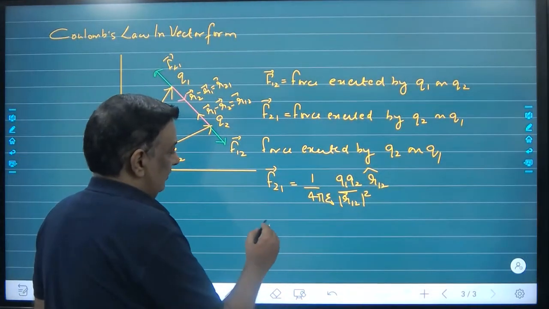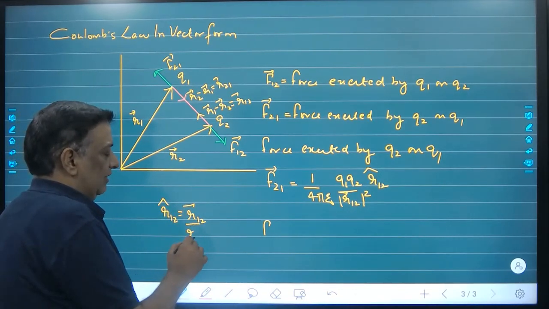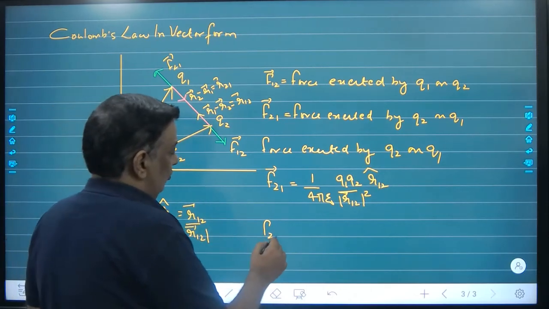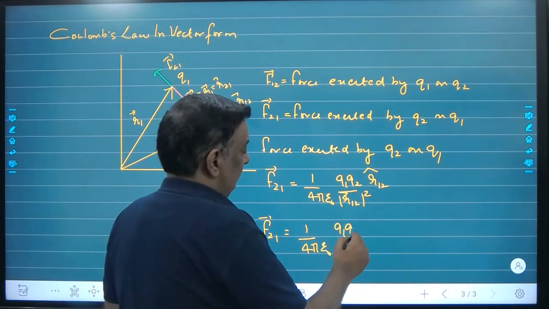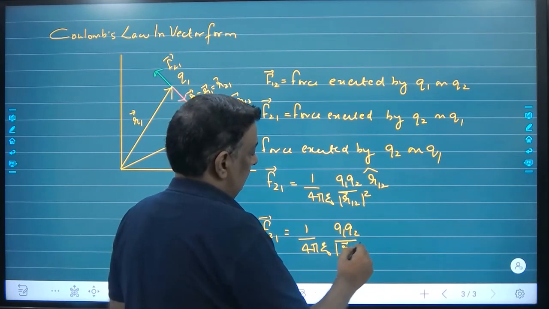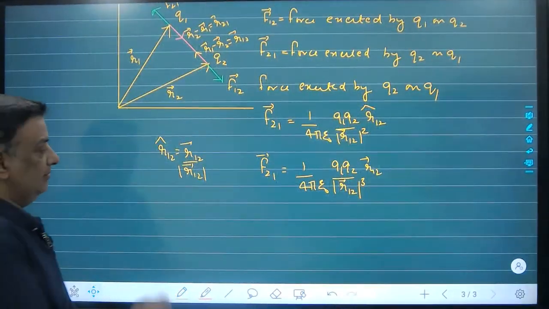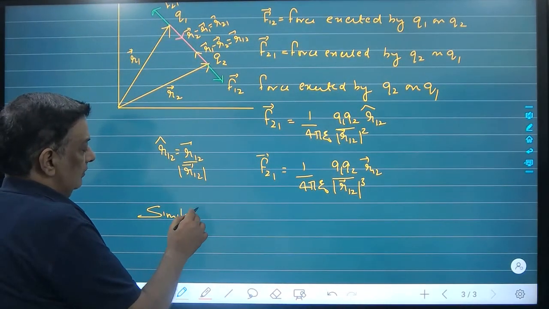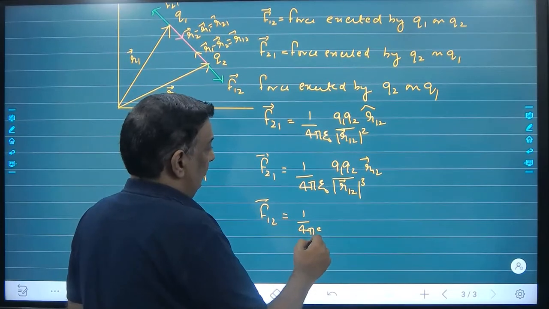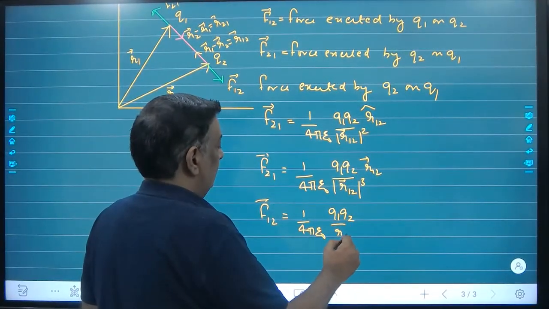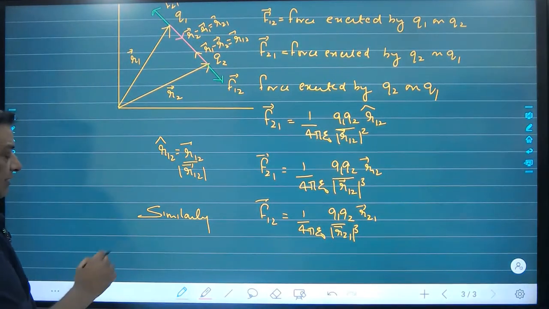Similarly, you can say because R12 is vector R12 divided by magnitude of R12. So you can say F21 is 1 by 4 pi epsilon naught times Q1 Q2 by magnitude R12 square unit vector R12. Similarly you can write F12, F12 and R21 are in the same direction, and we know the relation between them.